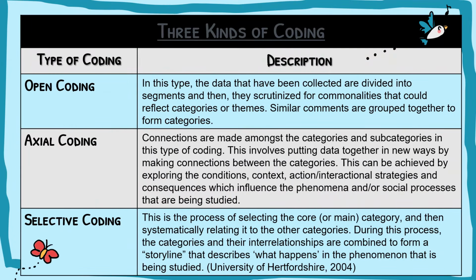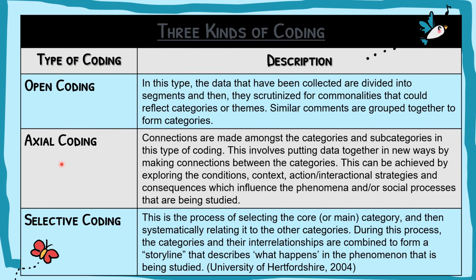The following are the 3 kinds of coding. First is open coding. In this type, the data that have been collected are divided into segments and then they are scrutinized for commonalities that could reflect categories or themes. Similar comments are grouped together to form categories.